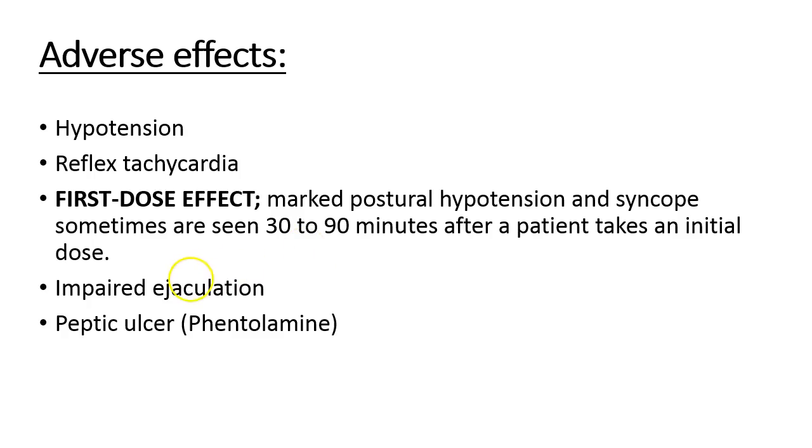With this effect, we have to be very careful with patients who are going to start on alpha-1 blockers, and hence here are some strategies which can be taken to prevent the first dose effect. One thing would be to start with a low dose, and second would be preferably taken at bedtime, and that could prevent this first dose effect. Other side effects would be impaired ejaculation, and peptic ulcer is usually seen with phentolamine.